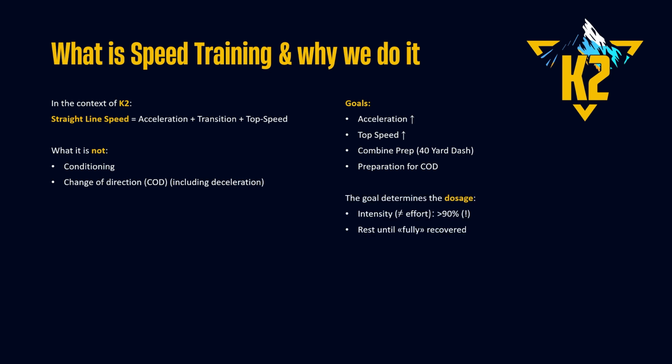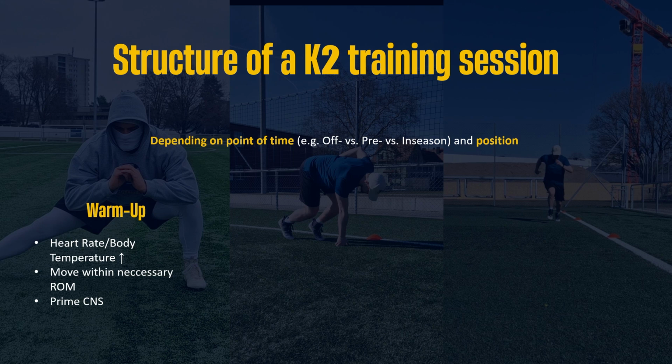The goals in the end determine the dosage. In case of sprinting, this means an intensity of at least 90%, which doesn't equal effort, but we're going to talk about it a little bit later. And also, to ensure this high intensity, we have to rest until we're quote-unquote fully recovered. In the end, the dosage will lead to physical adaptations, for example, intermuscular coordination or improved muscle fiber recruitment, just to name a few.